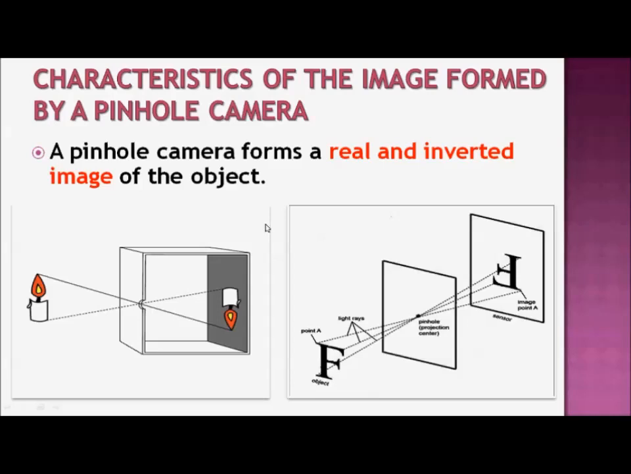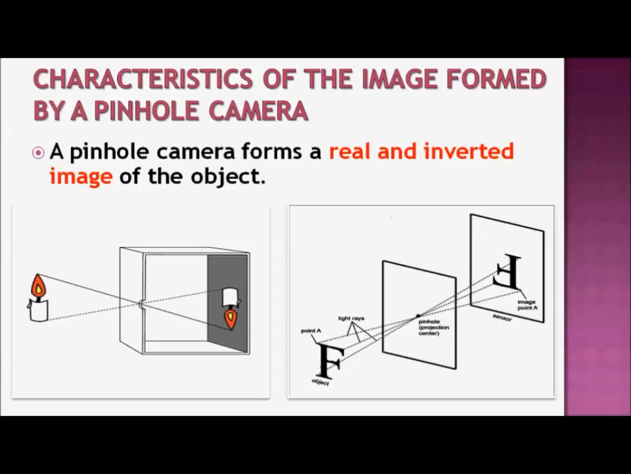And now, what about the size of the image? Usually the size can be smaller than the object, but it can be equal or bigger than the object, depending on the distance of the object from the pinhole camera. The farther the object is from the pinhole camera, the smaller the image will be.